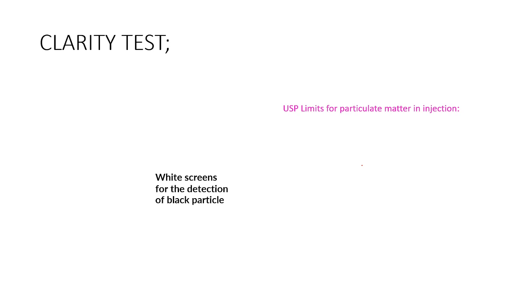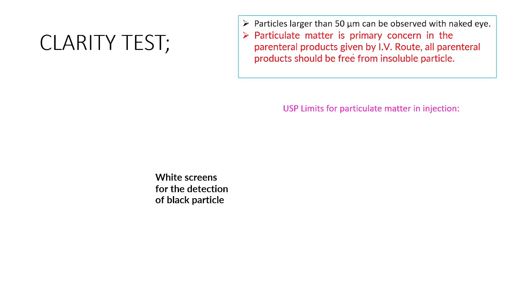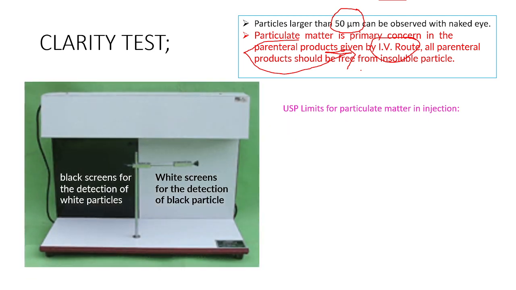Next one is the clarity test. In the clarity test, we need to observe with the naked eye the presence or absence of any particulate matter in the given parenteral preparation. The particle size our naked eye can observe is only 50 micrometer. The parenteral preparations which are given by the IV intravenous route should be free from particulate matter. So that is a major concern here. This is a clarity test.